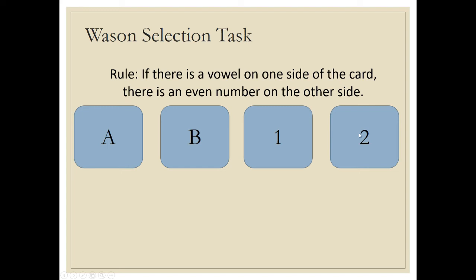And so there's a rule that says that when the manufacturer is making these cards, they have to follow this rule. If there is a vowel on one side of the card, there has to be an even number on the other side of the card. And if I see a vowel on one side of the card and an odd number on the other side of the card, then that's violated the rule and we have to throw this pack of cards out and make a new pack of cards. Imagine that's the rule. It's a silly rule, right? But whatever. We're focusing on logic. It doesn't have to be real world.